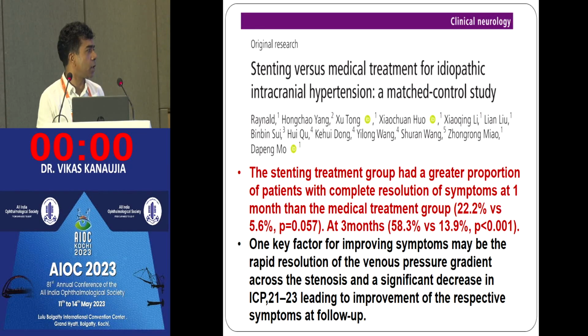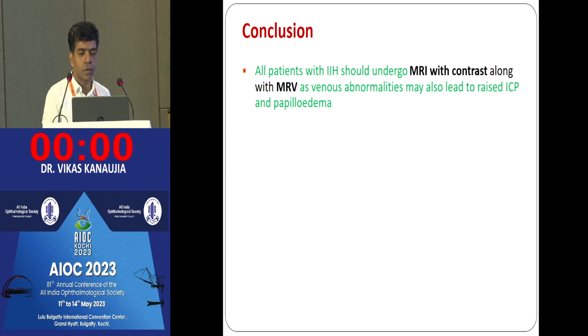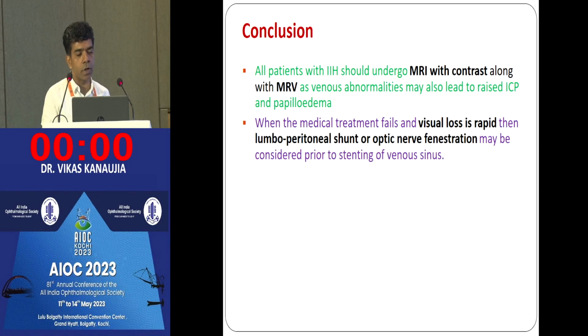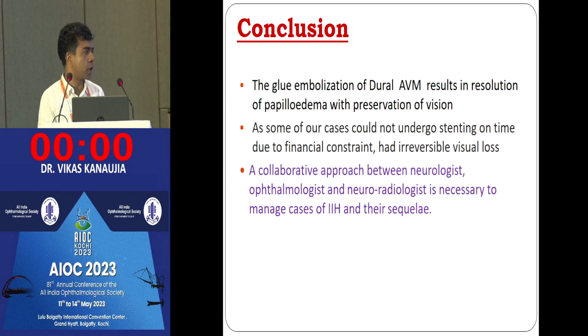So there is another study, the last one. This is the last slide. Another study shows that the stenting treatment group had a greater proportion of patients with complete resolution of symptoms at 1 month than the medical treatment. I think MRV with contrast is very important in these patients. Lumboperitoneal shunt or optic nerve fenestration may be considered prior to stenting of the venous sinus. And finally, if the pressure gradient across on DSA is more than 10 millimeter, then these patients should go for stenting. I think this is the last slide.